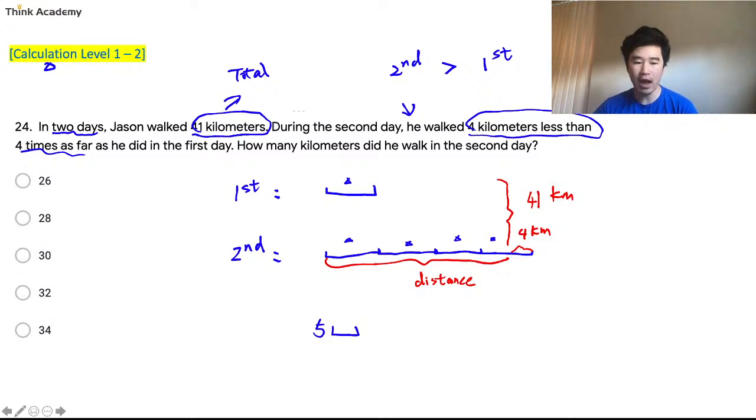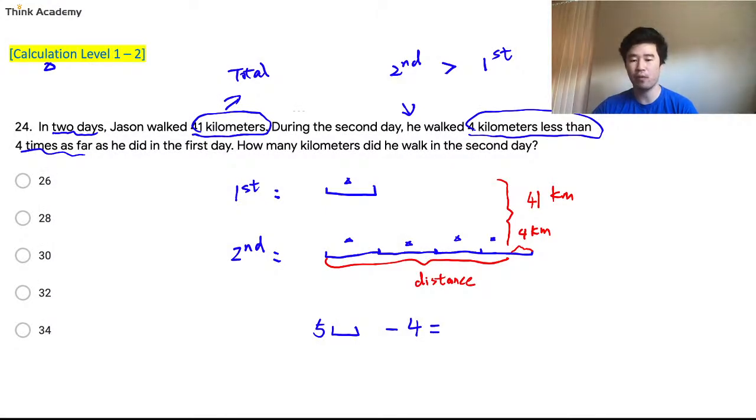So total 5 line segments, and then we are going to minus 4 kilometers. That will give us 41 kilometers. And we see 5 line segments minus 4 gives us 41. So the 5 line segments is going to be 45. How can we get the value for 1 line segment? We can simply use 45 divided by 5.